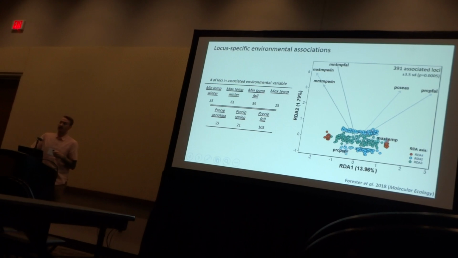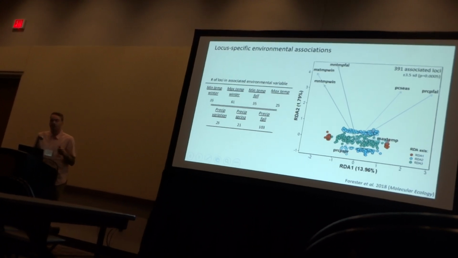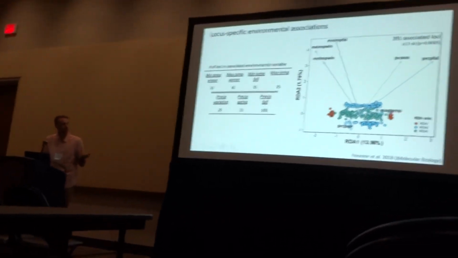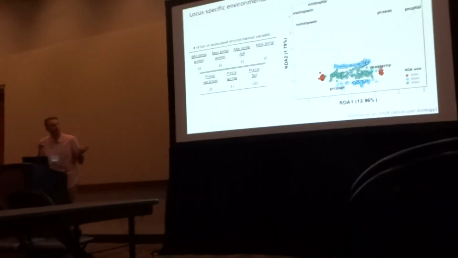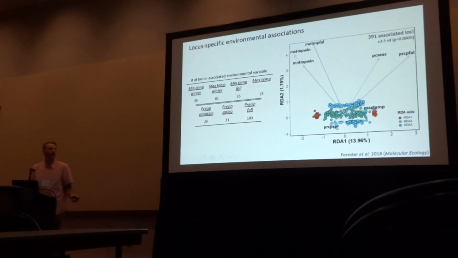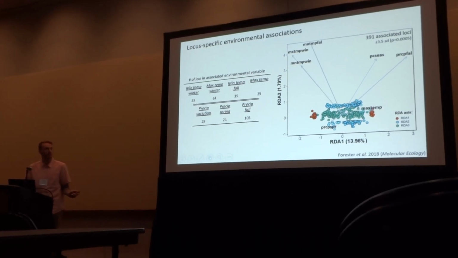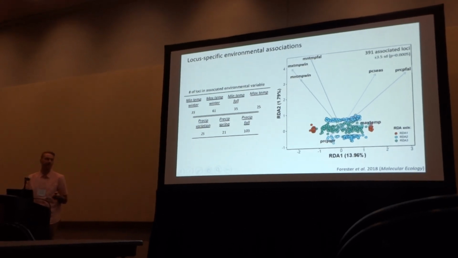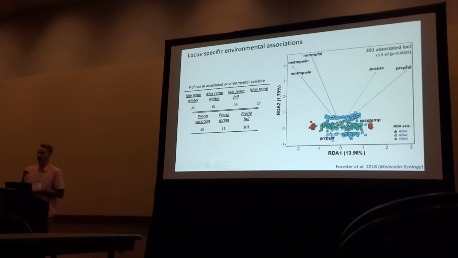Furthermore, you can use RDAs to identify outlier loci or candidate loci that might be associated with particular environmental variables. And we ended up finding 391 associated loci. Most of these seem to be associated with temperature and precipitation in the fall and winter, which you would expect in this plant that flowers in the fall and sets seed in the early winter.